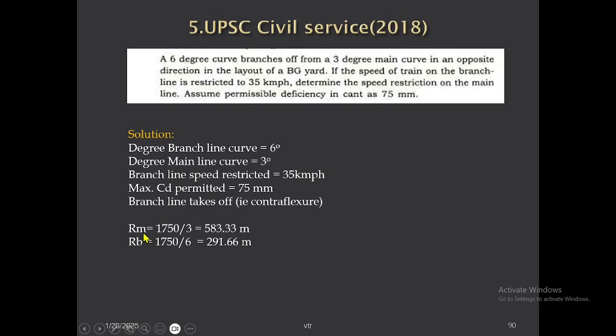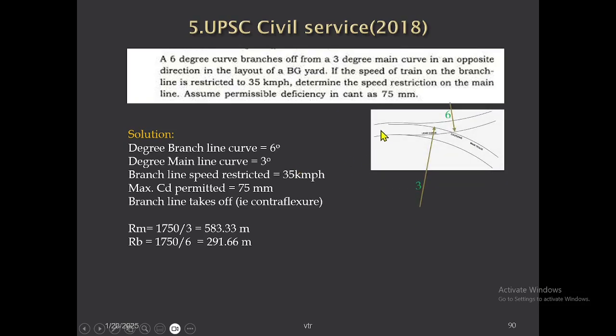So here RM means the radius of the main line. We are converting from degree to radius. So 1750 divided by 3 gives 583.33 m, the main line curve radius. And the branch line curve radius is 1750 divided by 6, which is equal to 291.66 meter. Okay, the radius of the branch line.